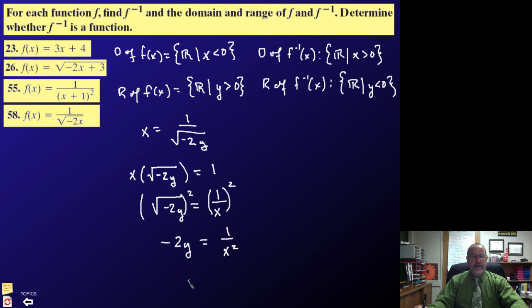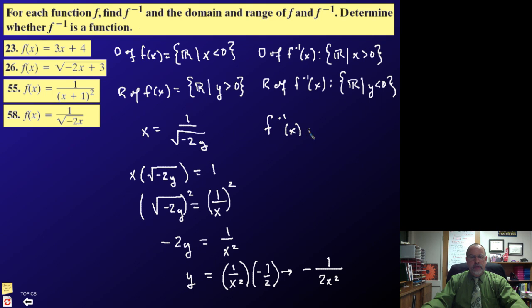And then I'm going to divide by -2. And remember, dividing by -2 simply means multiply by the reciprocal. So that's going to give me y equals 1 over x squared times -1 over 2, which is -1 over 2x squared. Okay, this negative sign times the positive. So my inverse function then is -1 over 2x squared.